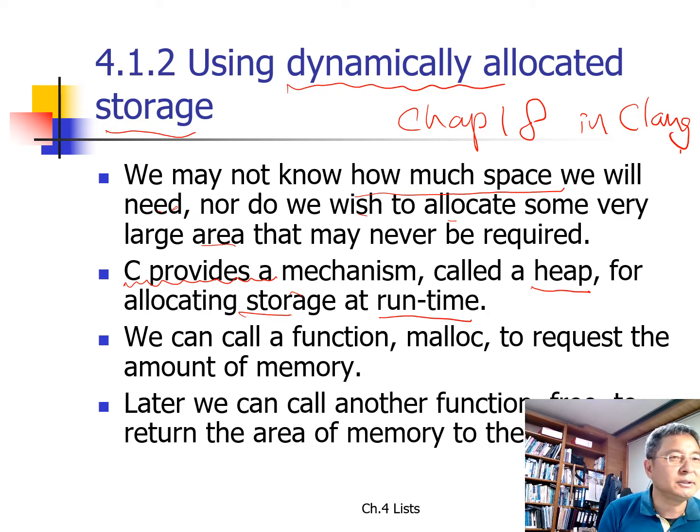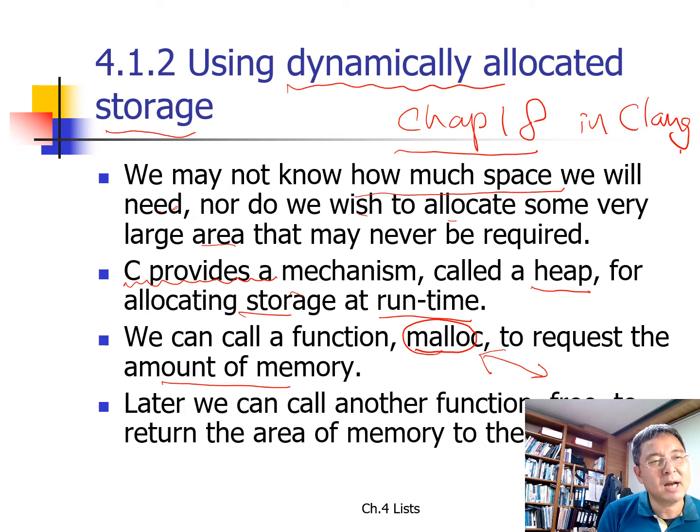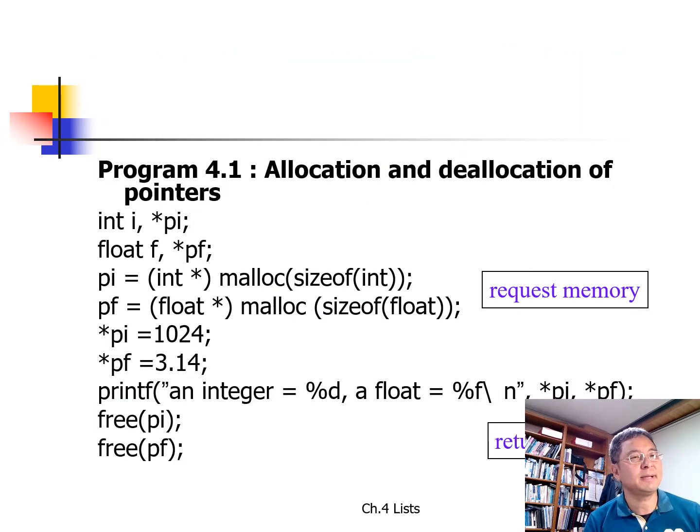Okay, in chapter 8 we have learned that we must use the malloc function to request an amount of memory space. And the opposite function of malloc is the free function. Free means returning the allocated memory to the operating system. Okay, that is the free function, and that is about dynamically allocated memory space.